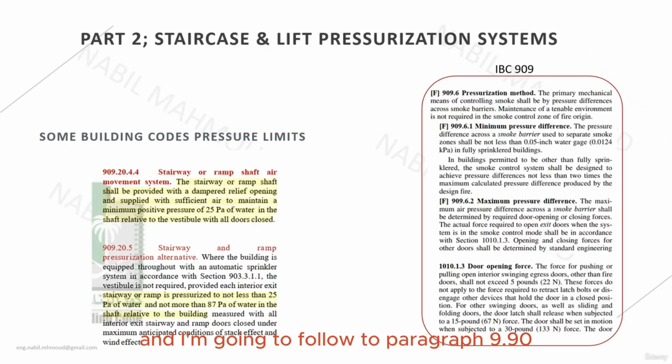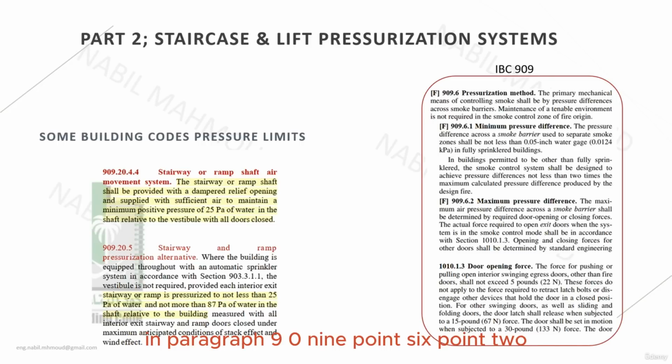And I'm going to follow to paragraph 909.6.1, which is the minimum pressure difference. The pressure difference across a smoke barrier used to separate smoke zones shall not be less than 0.05 inch water gauge in fully sprinklered buildings. In buildings permitted to be other than fully sprinklered, the smoke control system shall be designed to achieve a pressure difference not less than 2 times the maximum calculated pressure difference produced by the design fire.